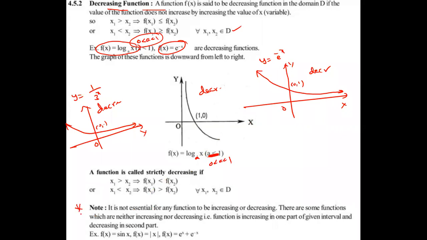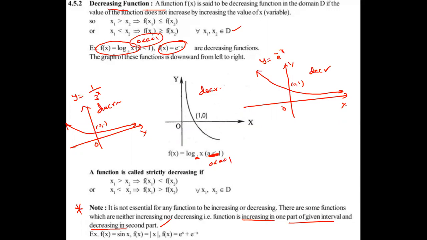Now see, this is a very, very important note. Every function you cannot say whether it is strictly increasing or decreasing. Some functions are neither increasing nor decreasing. Especially this part: the function is increasing in one part of the given interval and decreasing in the second part, like this one. Neither increasing nor decreasing, the best example is a constant function. If any one of your friends asks you to give an example of a function that is neither increasing nor decreasing, the best example is a constant function.